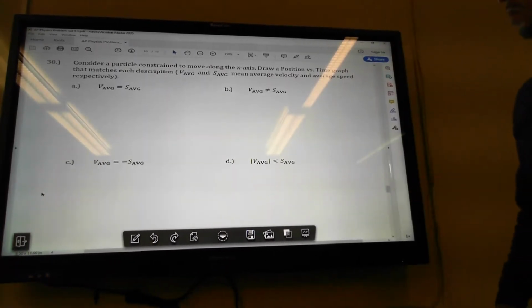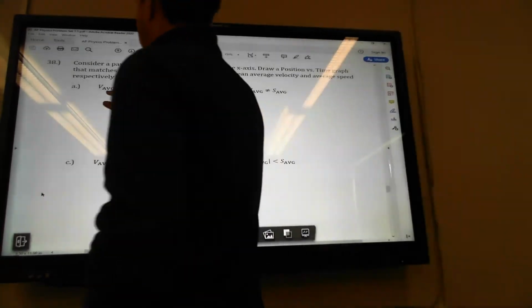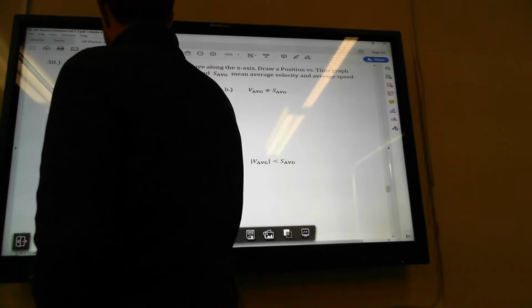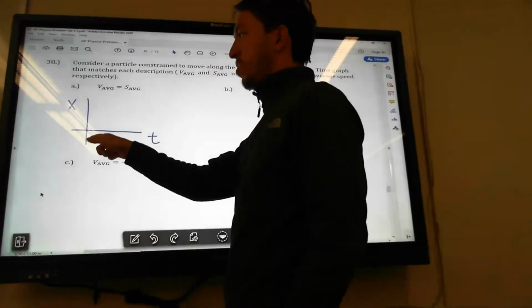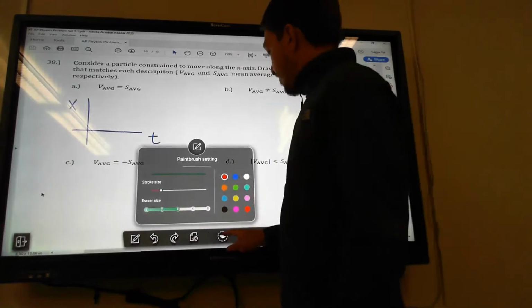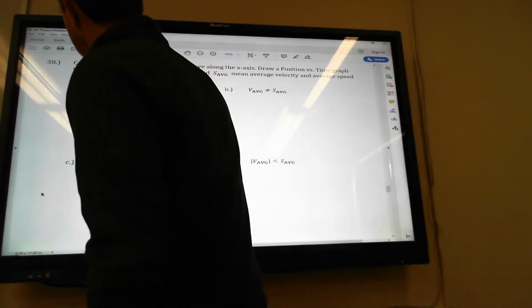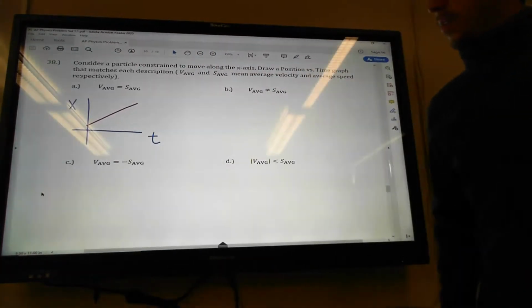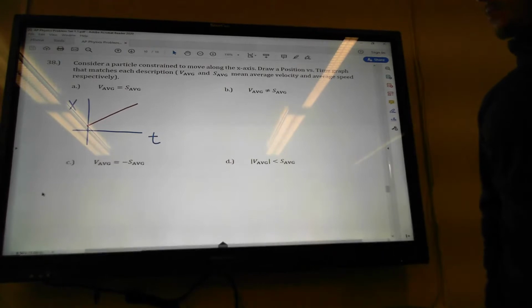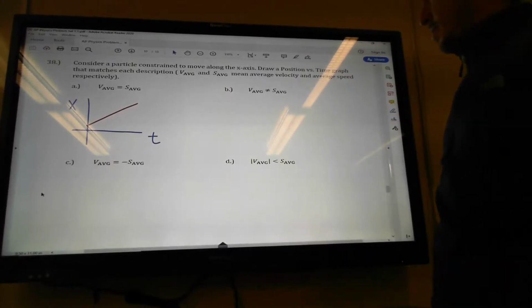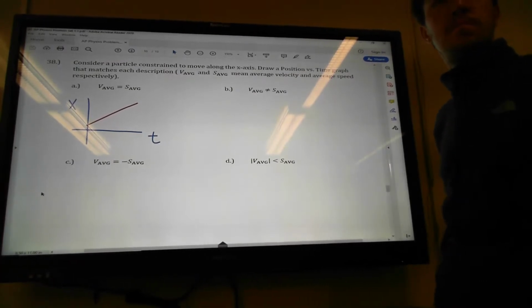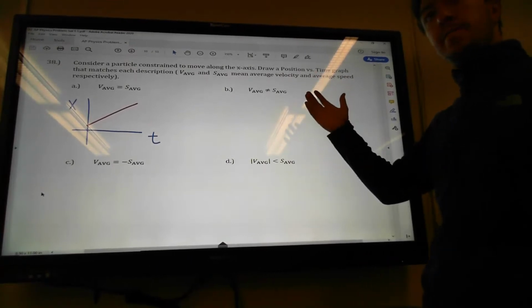Okay. So, let's see. What does it mean if your average speed is equal to your average velocity? First, this is how you label it. You go time, position. Something like this. Now, why is that? Why would our average speed be equal to our average velocity there? Well, because my displacement's positive.